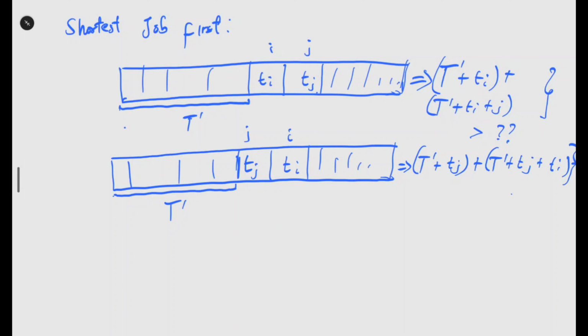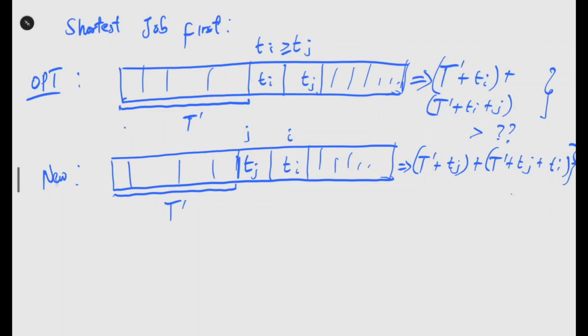I'm sure we've seen this proof over and over again. For optimal algorithm, let's call this optimal algorithm, and let's call this new algorithm. So we are going to be working with the assumption that TI, that's the time for job I, is greater than the time for job J. So if that's the case, we have a new schedule.